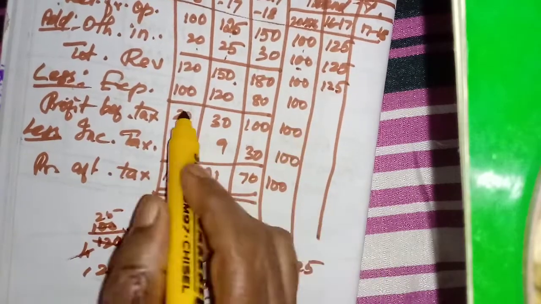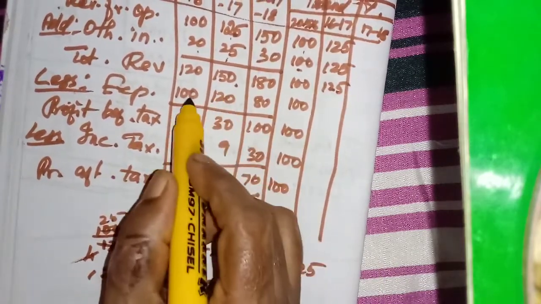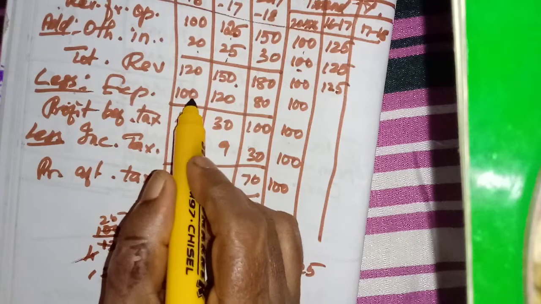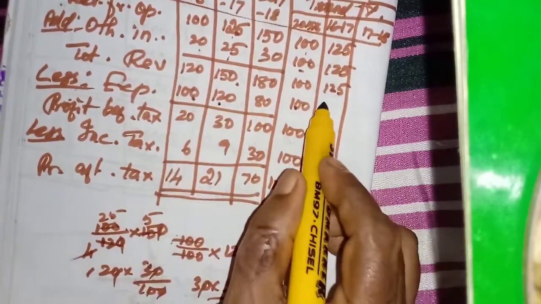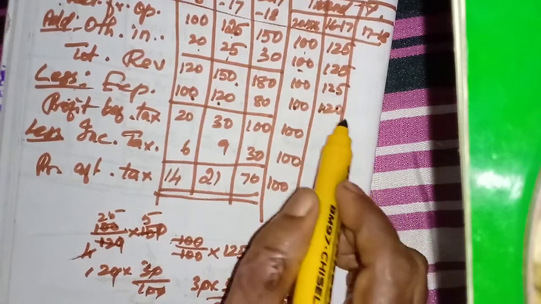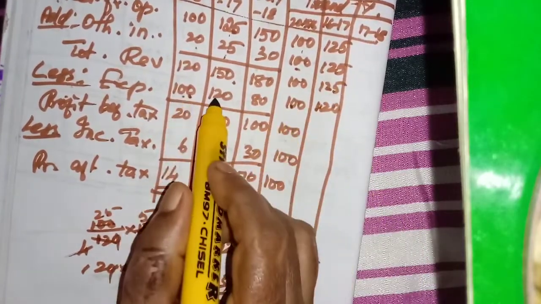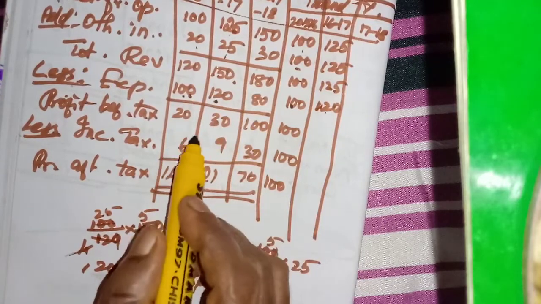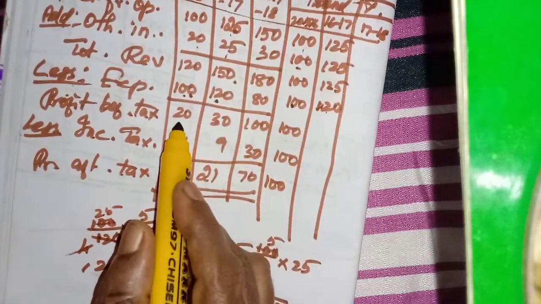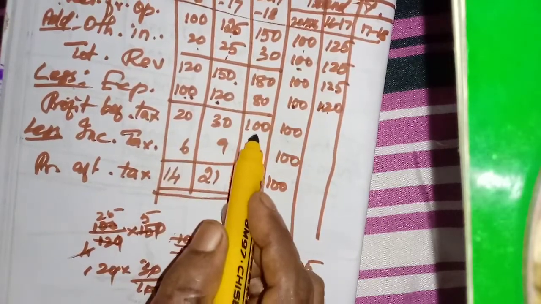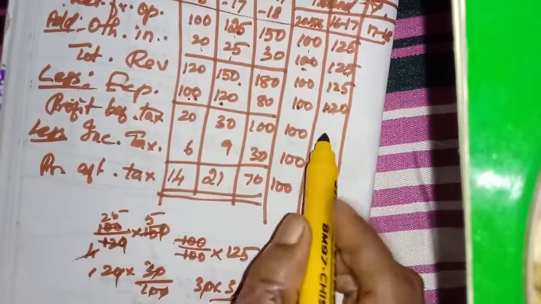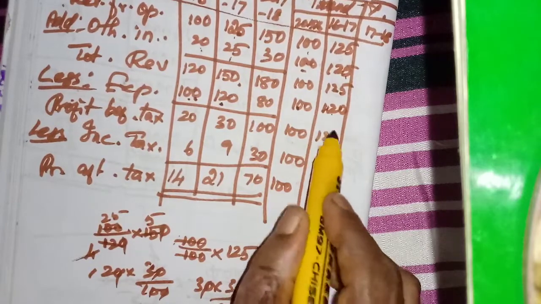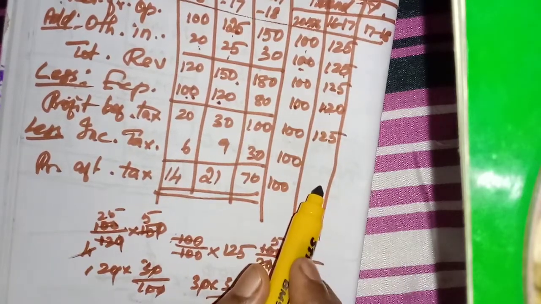Then see this one. For this one for 100, 100. So for 120, 120 only. Isn't it? For 100, 100. So for 120, 120 only. Next one. Here 20, 100. See here we have calculated for 20. So write the same thing. 125.